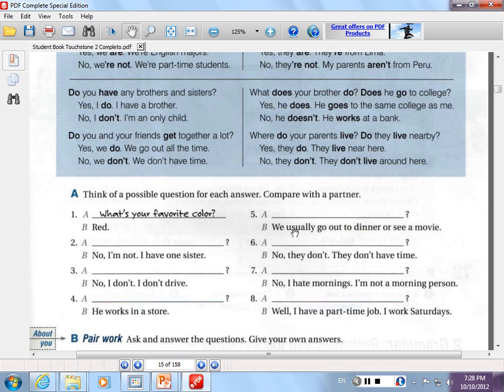Let's go to number 5. We usually go out to dinner or see a movie. Here is another WH question, another information question. It's not a yes/no question. You are talking about you and somebody else because we use we. It's used for first person plural.